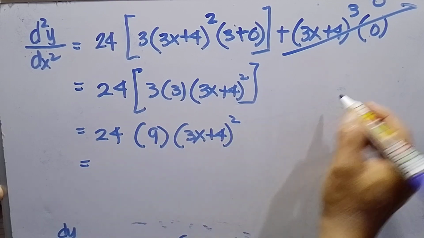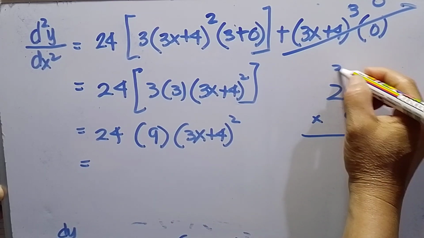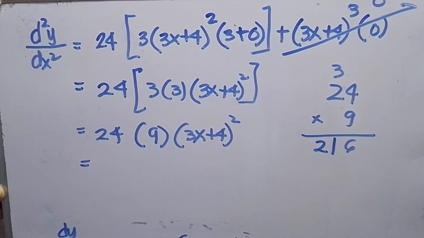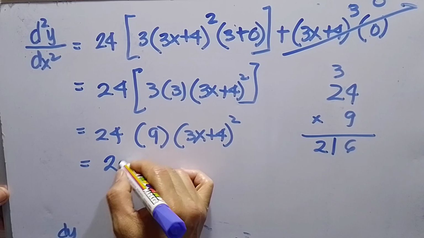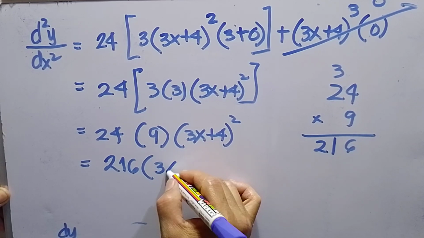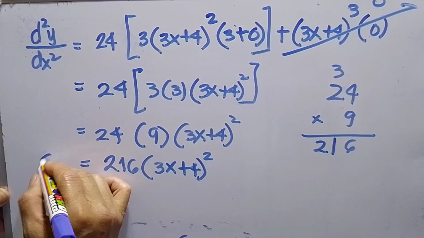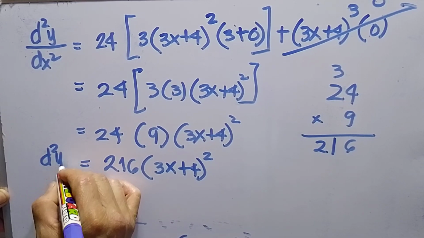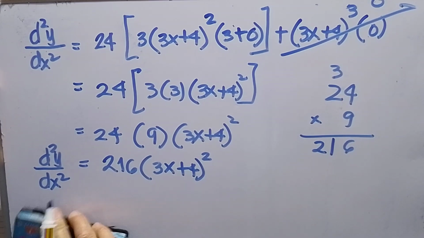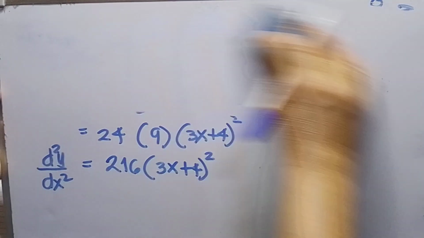And then multiply 24 times 9. This is 36, carry 3, 18, 216. So I've got 216(3x + 4) raised to the 2nd power. So this is my second derivative. Okay? So we are almost finished with this problem. Next is the third derivative.